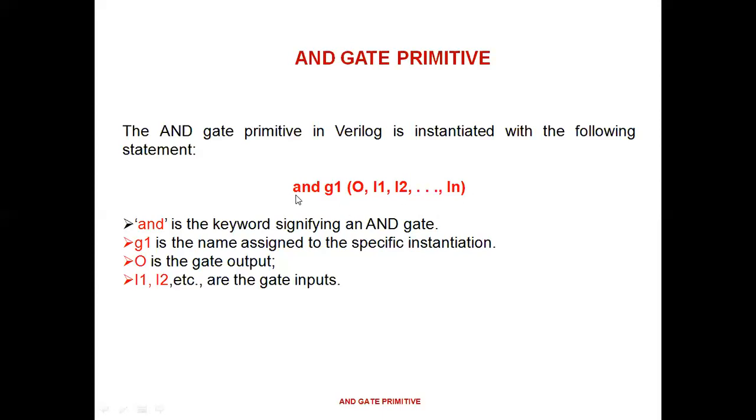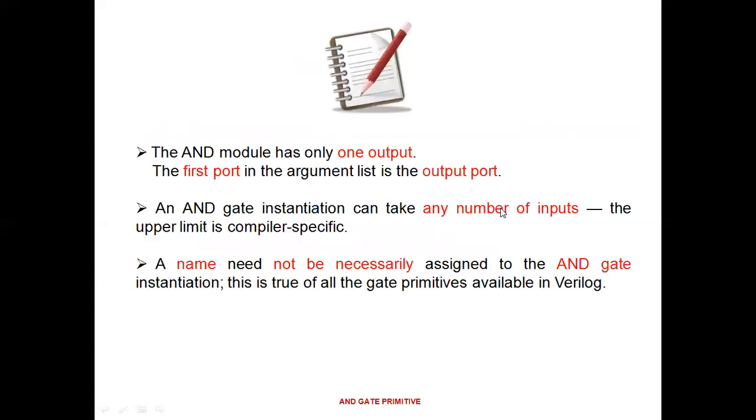Once again, AND is the keyword for the AND gate. G1 is the name assigned to this instantiation of the AND gate. O is the output. I1 to IN are the n number of inputs. Always we have to mention the output first and then the inputs. Next, just read out all these things.